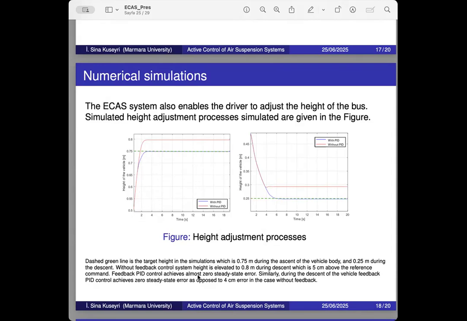Feedback PID control achieves almost zero steady state error. It's the blue line that we see on the left-hand side and also on the right-hand side. During the descent, there's also an error, as you see, without PID control. And PID control gives us zero steady state error.